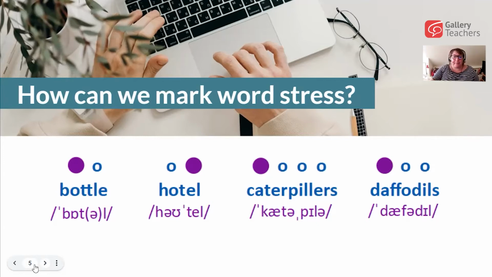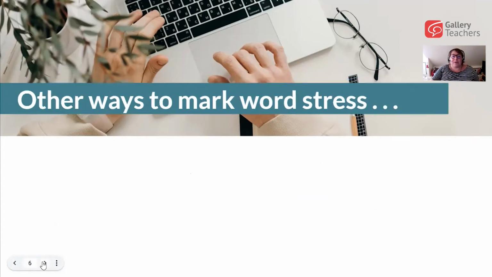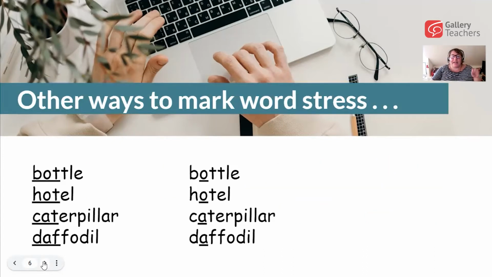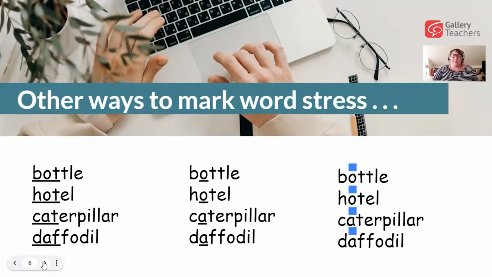Other ways to mark stress: some people just like to underline the first syllable or the syllable where the stress is contained. Others like to just focus on the vowel that's containing the stress. And other people may choose to use boxes or spots or some other form of marking just where the stress sound sits, remembering that the stressed syllable is always going to be shown over a vowel sound. So as long as you're consistent with the method that you use.